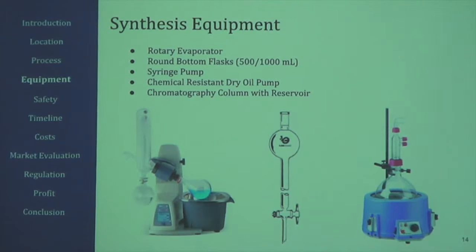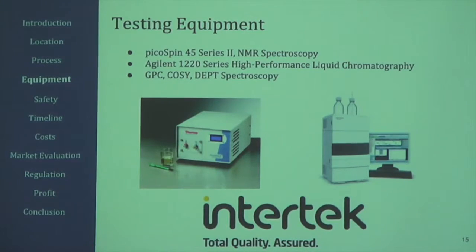So the space that we're renting provides us with things like benches and hoods. However, we are responsible for purchasing the equipment that we'll actually be doing the synthesis in. So that's mainly a round bottom flask with heaters and rotary evaporators. However, we'll still need to purchase things like pumps and chromatography columns. And to be able to test our process as we go along, we'll be using NMR and HPLC. We expect that to be able to cover the range, to be able to characterize our process as needed. However, towards the end, we will be outsourcing any final spectroscopy testing that needs to be done to Intertech Pharmaceuticals.